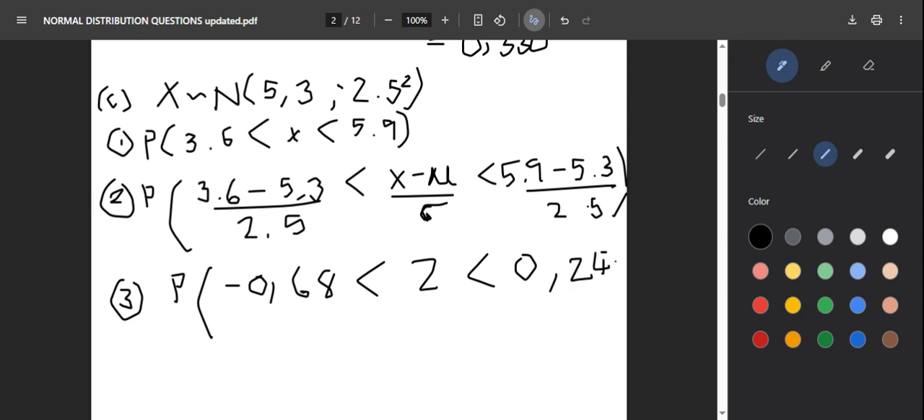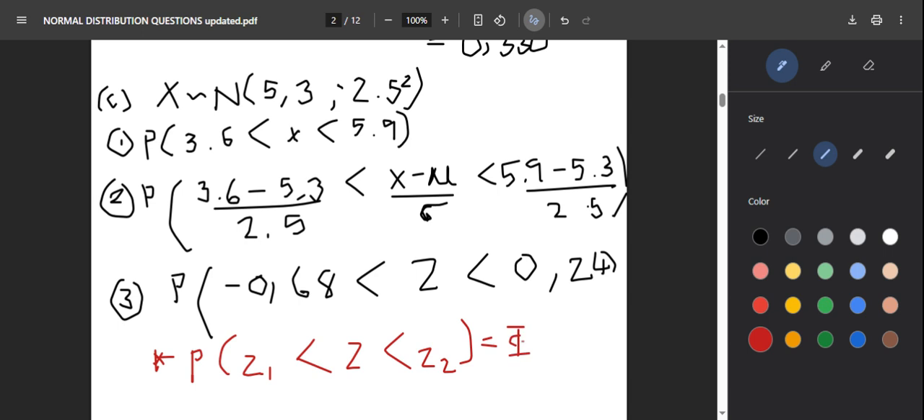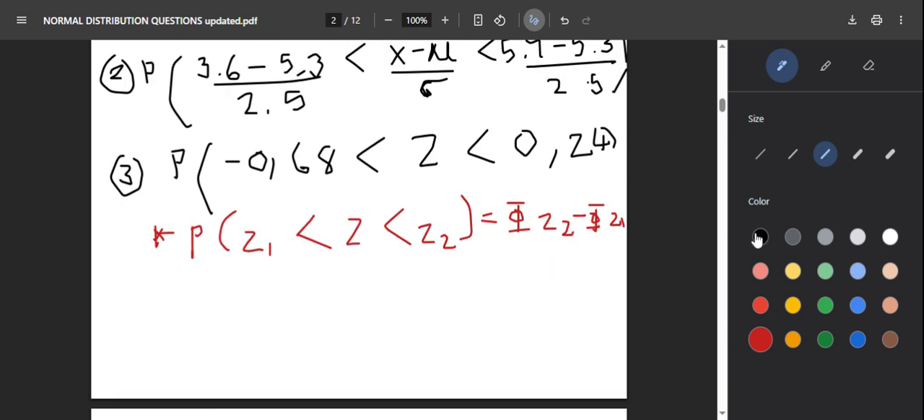Now, in this particular case, there's something that I need you to take note of. If you've got the probability of z1 being less than z, which is less than z2, like what you can see over there, it's equal to phi of z2 minus phi of z1. So let us go on then. So now this is equal to phi of 0.24 minus phi of minus 0.68.